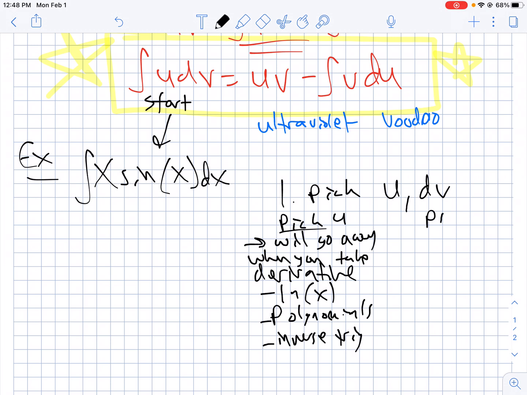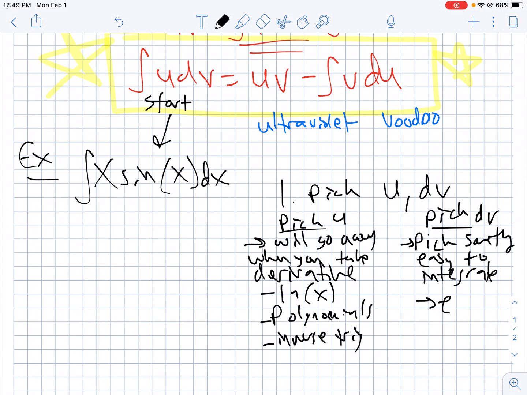And then when you pick your dv, what you might want to do is pick something that is easy to take the integral of. Usually this will be something straightforward. The most common ones you'll pick would be something in the form like an e to the u. Sometimes you'll pick a trig function. And sometimes you might even pick just the dx itself. We'll look at an example of that in just a minute. So those are examples of what you pick for that.